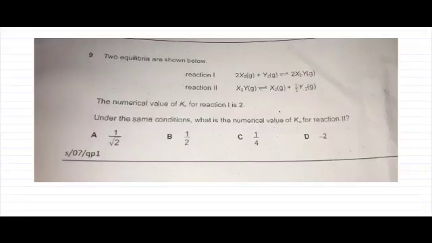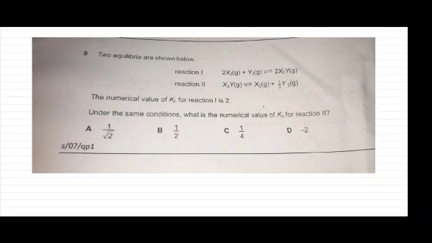The question reads that there are two equilibria as shown below. Reaction 1 has X2 reacting with Y2 and producing X2Y. In another reaction, X2Y reacts and produces X2 and half Y2. The numerical value for Kc for reaction 1 is 2.